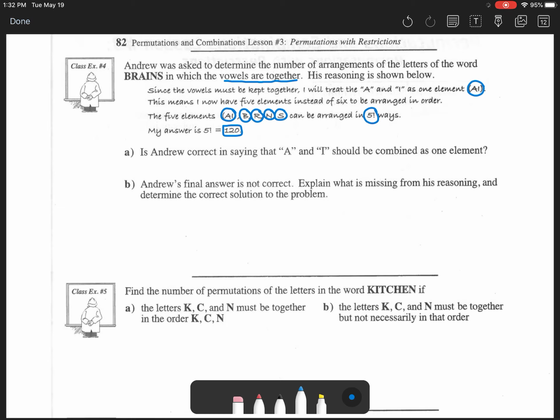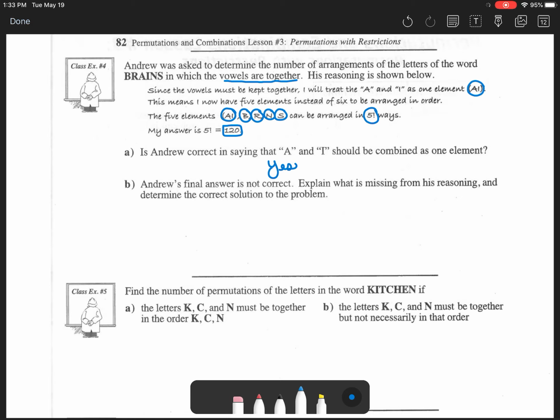So in A, it says, is Andrew correct in saying A and I should be combined as one element? Okay, and the answer says simply just yes. That's what we want to do. When things have to be together, we stick them together and treat them as one thing or one element. But here's what I was talking about. It says, Andrew's final answer is not correct. Explain what is missing from his reasoning and determine the correct solution to his problem.